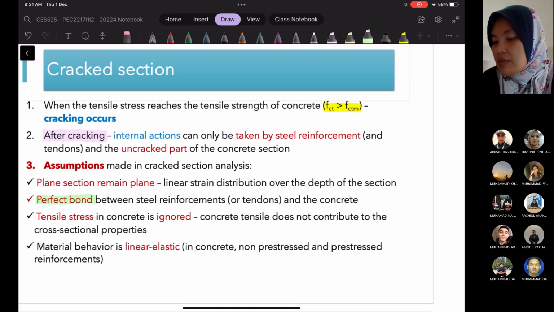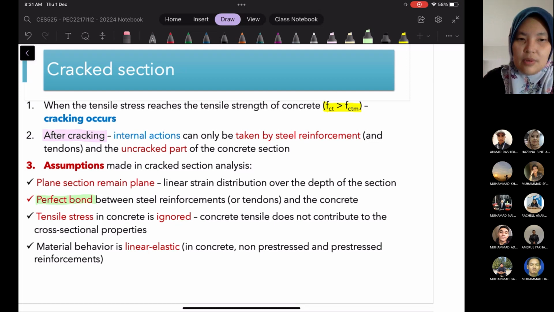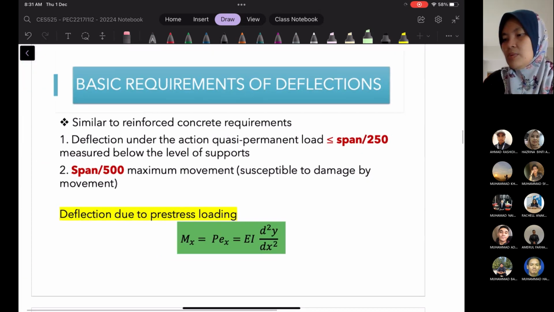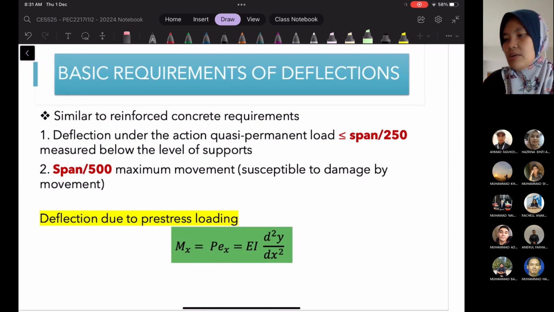Then, tensile stress in concrete is ignored, whereby the concrete in tension does not contribute to the cross-sectional properties. The material behavior is linear elastic in the concrete, non-prestressed and prestressed reinforcements. So in terms of the cracked section, basically we are back to the RC concept, where the steel reinforcements take the tensile forces and the concrete does not contribute any tensile strength. That is basically the basis of the uncracked and cracked sections.